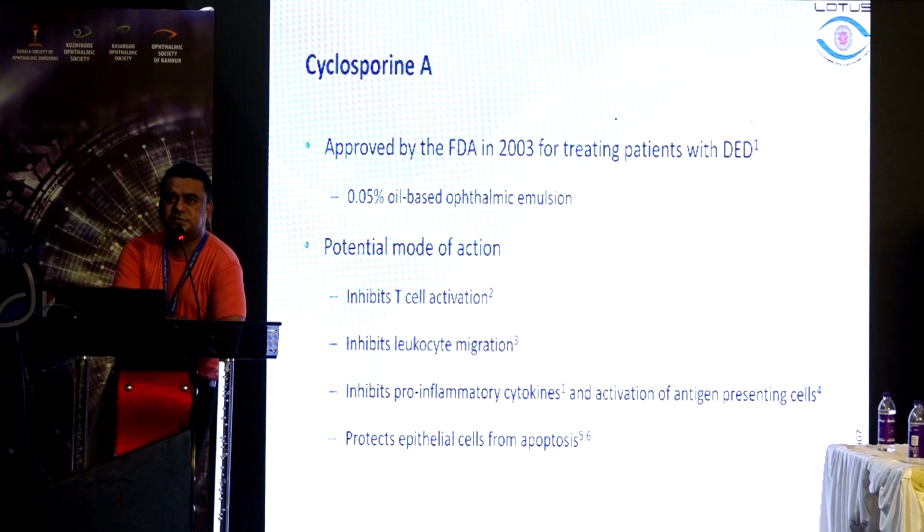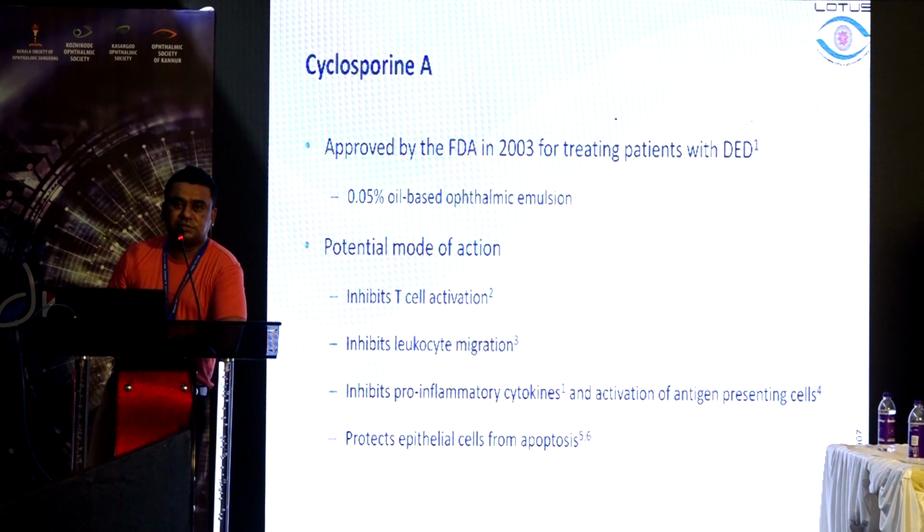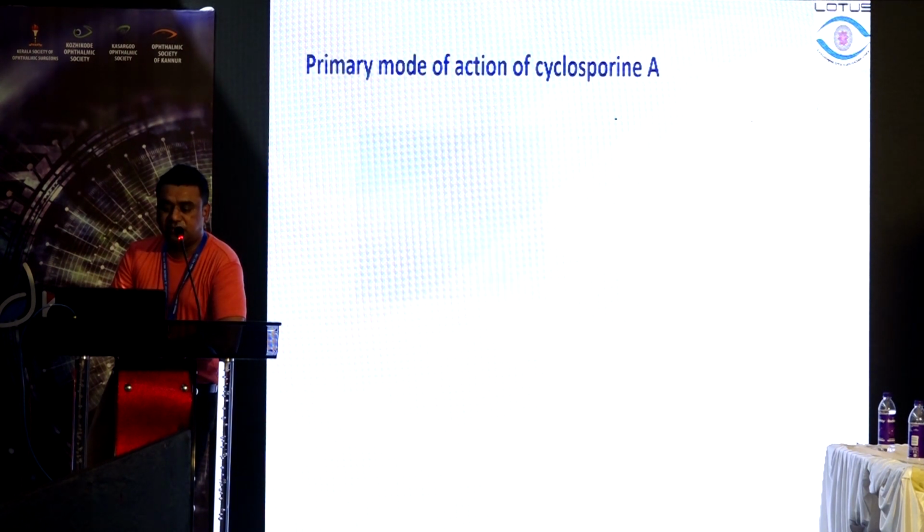Other than that, the one which was newly brought out is a cationic oil-based ophthalmic suspension, which is around 0.05%. See the modulator of the action. It inhibits cell activation. It inhibits leukocyte migration. The most important is it has anti-apoptotic activity also. Because of this property, this becomes the preferred choice to control inflammation in patients suffering from dry eye.